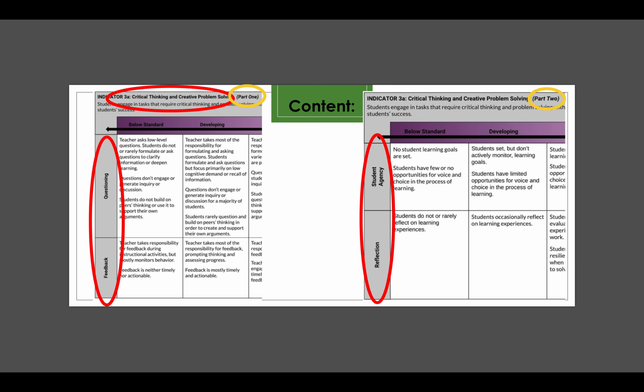Let's take a look at 3A, Critical Thinking and Creative Problem Solving. It is unique in the rubric as it is the only indicator that extends to two pages. This was an intentional choice on the part of the TEPL committee.